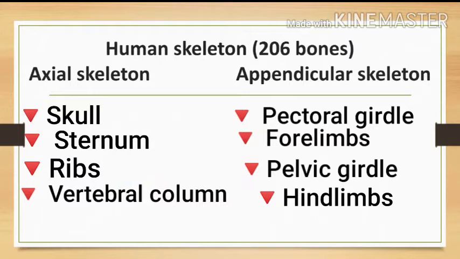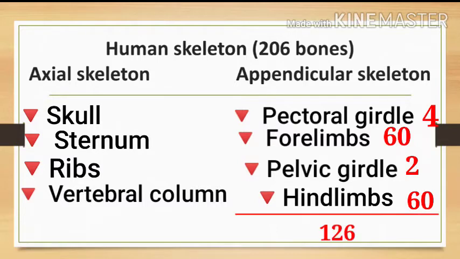Pectoral girdle consists of 4 bones. Bones in forelimb are 60 in number. Pelvic girdle consists of 2 bones. Bones in hind limbs are 60 in number. So all together in appendicular skeleton there are 126 bones. So in human skeleton all together it is 206 bones.